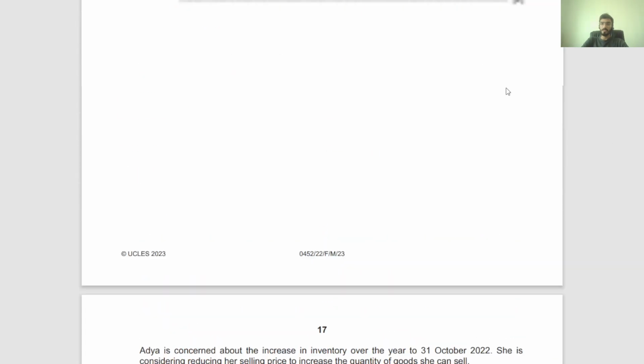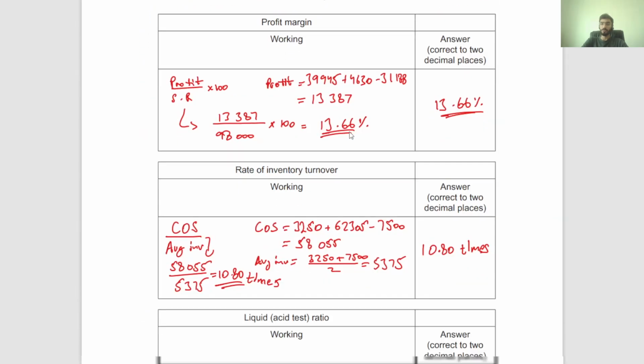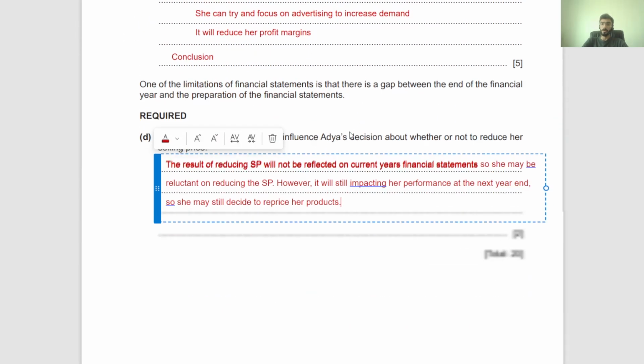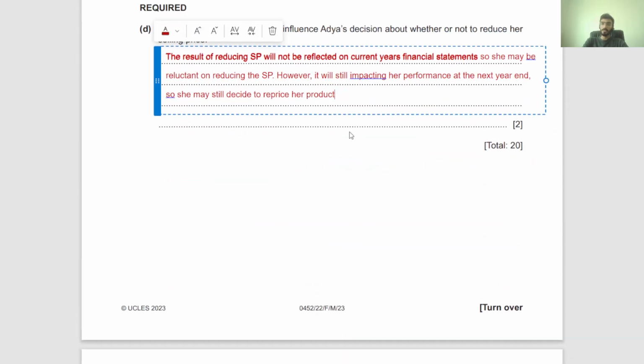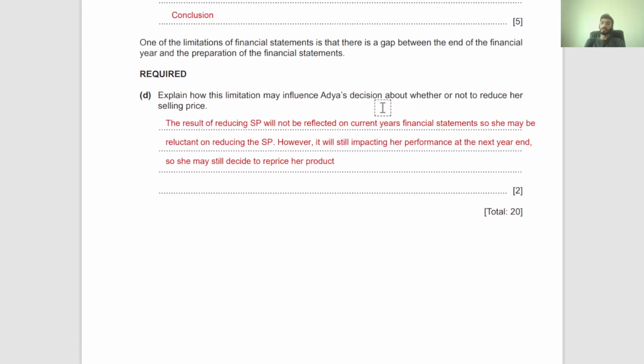Isn't she the one selling just one type of good? Or that was another question? Yeah, just one type of good. So just product, okay? So that's just one example answer you can drop. The result of reducing selling price will not be reflected on the current year's financial statements because that's gone. The new changes made will not be affecting the financial statements already prepared. She may be reluctant on reducing the selling price. However, it will still impact her performance in the next year. So she may still decide to reprice her products. So that's the influence on her decision.